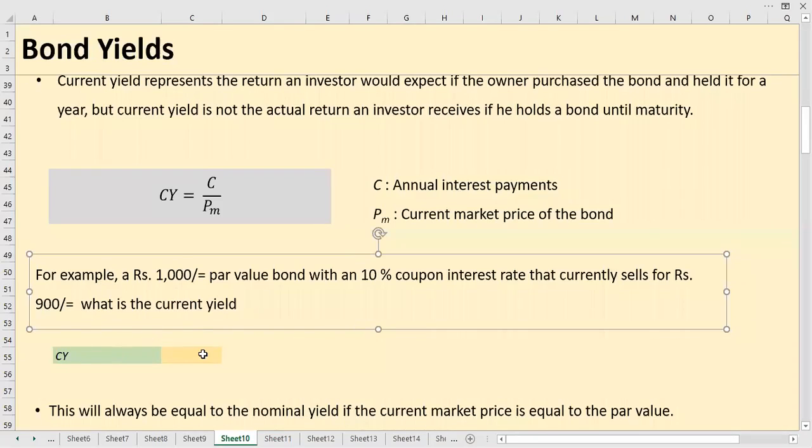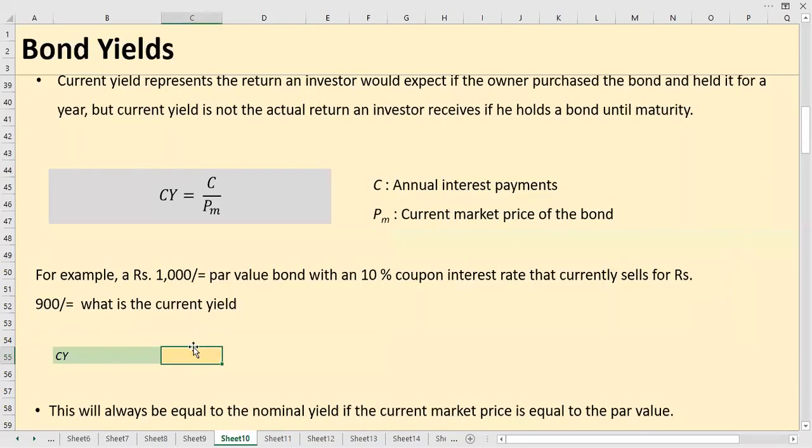Now, all you have to do is calculate the current yield. What you have to do is identify the coupon value per year. How do you calculate the coupon value? You can calculate it by multiplying 1,000 rupees with the coupon rate of 10%. So then you get the coupon value.